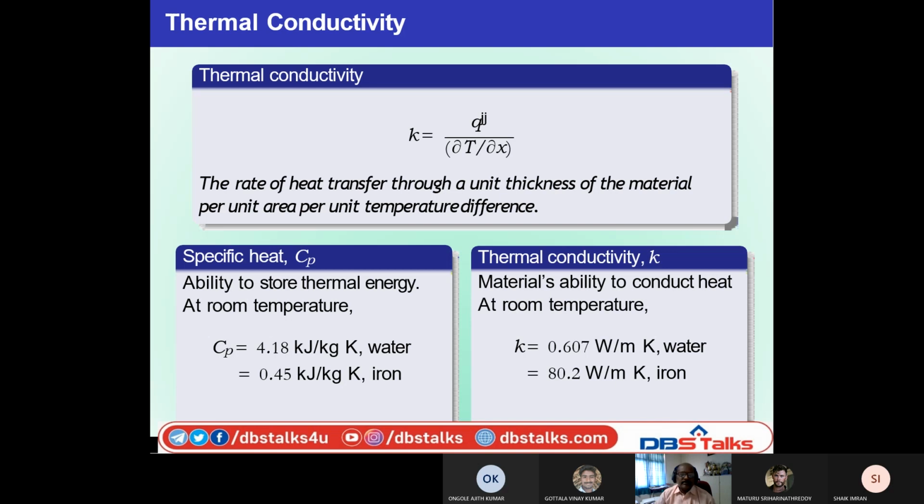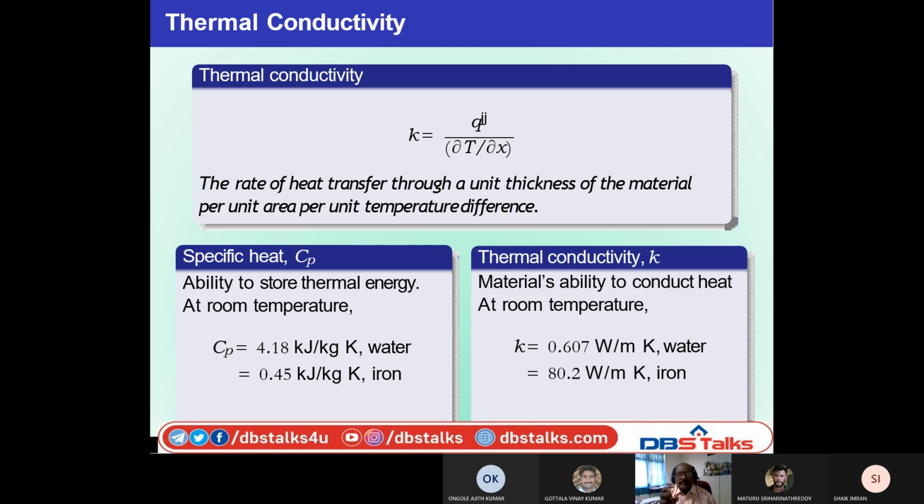K is nothing but thermal conductivity. We can define it as the rate of heat transfer through a unit thickness of the material per unit area per unit temperature. So thermal conductivity is the material's ability to conduct heat at room temperature.